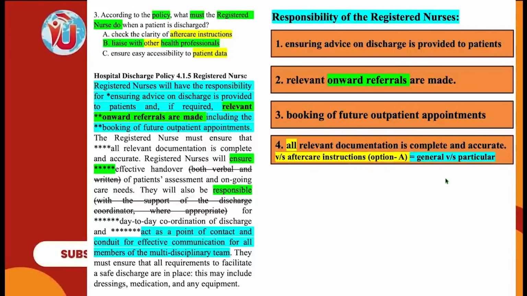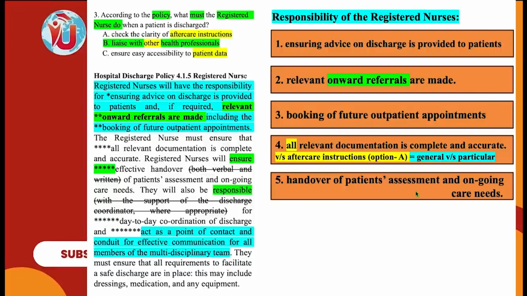General versus particular. General versus particular. Understand that. Nice. Get into this text and write down and understand. And suddenly it clicks the next time you have it.